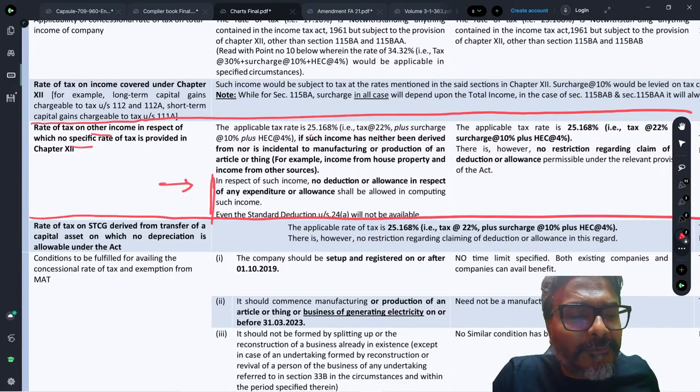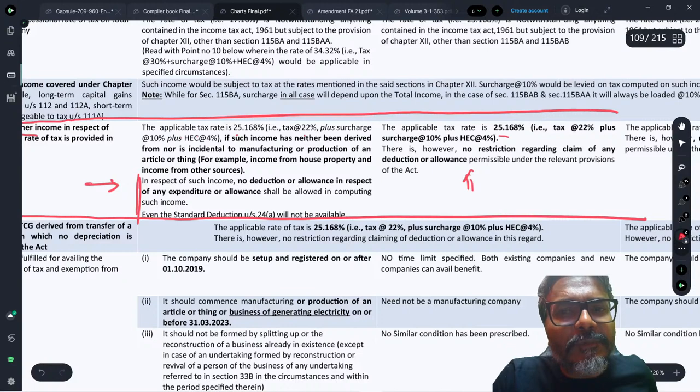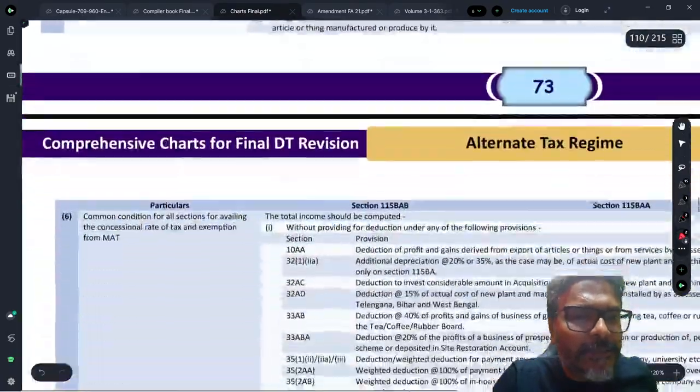But what if it is a case of 115BAA? Then the rate is the same, 25.168%. But is there any restriction so far as a deduction is concerned? So what have they written? There is, however, no restriction regarding claim of any deduction or allowance permissible under the relevant provision of the Act. Which means that if you have opted for 115BAA, then the deduction is allowed to you. That is the point in this context.